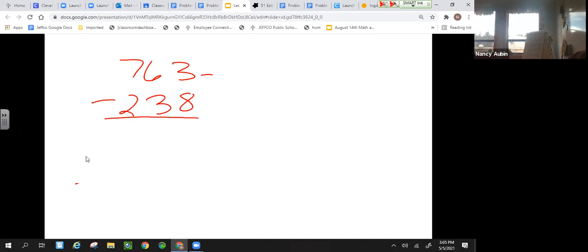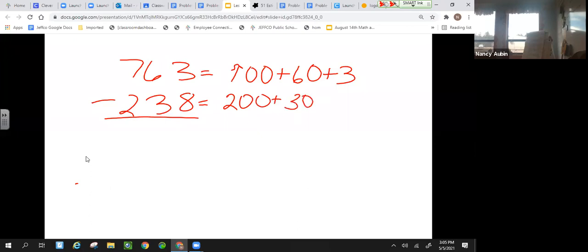You get to help me. How would I expand this number? 700 plus 60 plus 3. And then 200 plus 30 plus 8. Now you have to subtract, right? And then you can't do 3 minus 8. You cross out the 60, make that a 50. And then you can do 13 minus 8. What does that equal? 5.